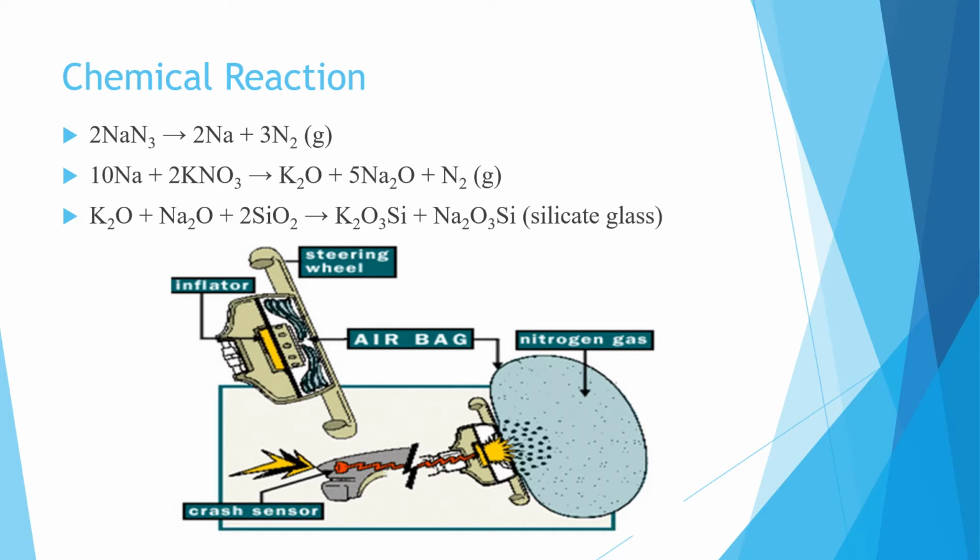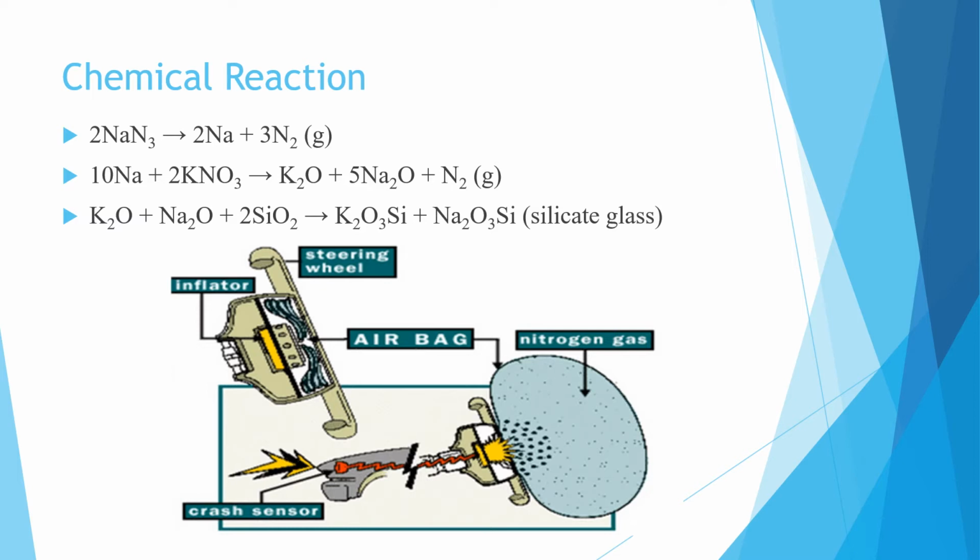The signal from the deceleration sensor ignites the gas generator mixture by an electrical impulse, creating the high temperature condition necessary for sodium azide to decompose. The nitrogen gas that is generated then fills the airbag. The purpose of potassium nitrate and silicon oxide is to remove the sodium metal, which is a highly reactive and potentially explosive material, by converting it to a harmless material.